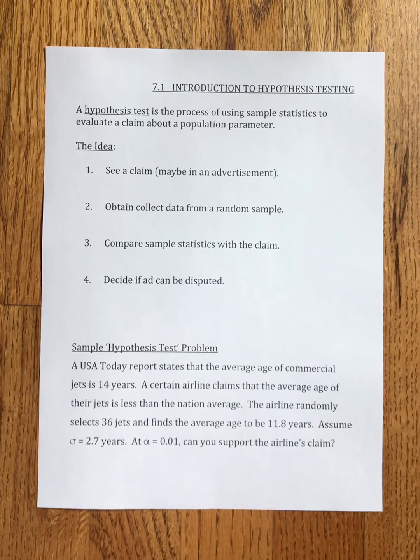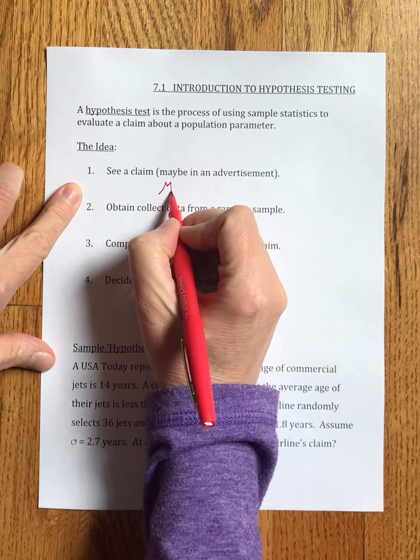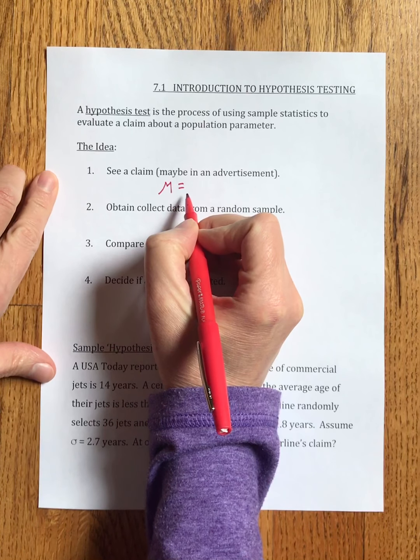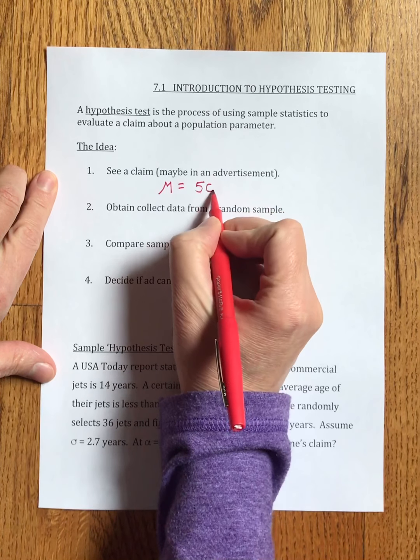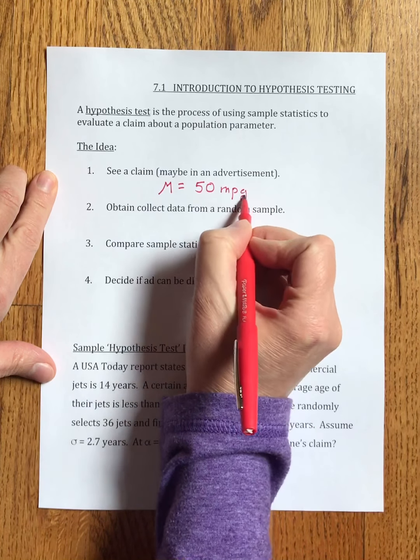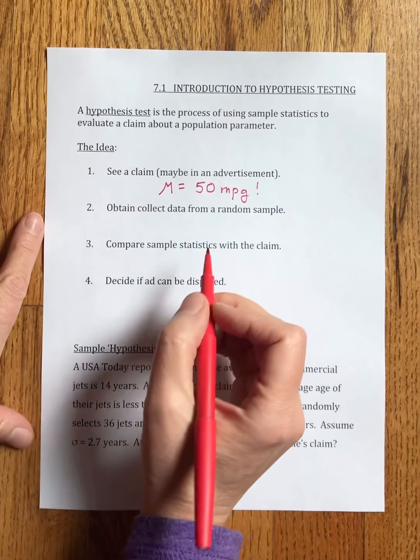So let's just say, for instance, that maybe there was an advertisement for a new car that said they had a great fuel efficiency. They said that the mean average fuel efficiency for all of these cars was 50 miles per gallon. And maybe we wanted to check and see if that was legitimate, if that could be substantiated by some data. So we went out and asked them if each of us could have one of these new cars to drive around for a while and see what kind of fuel efficiency we could get.